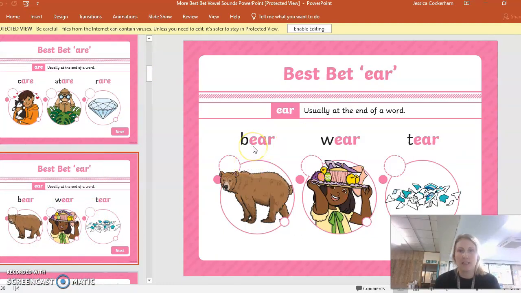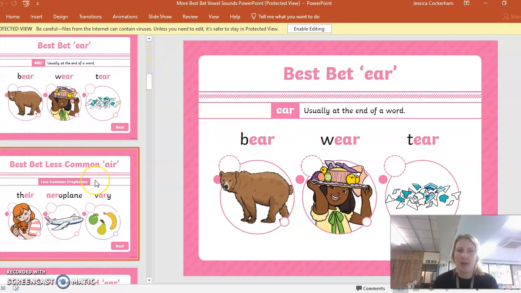So it looks here like it's the ear, but it's not. If we read it here, it says bear, wear, tear. It doesn't say weir, does it? Bear, wear, tear. Makes the air sound. For here, it doesn't say tear. It says tear, tearing up some paper. But it could also say tear for teardrops. So we've got to get used to these alternative ways of having the air.